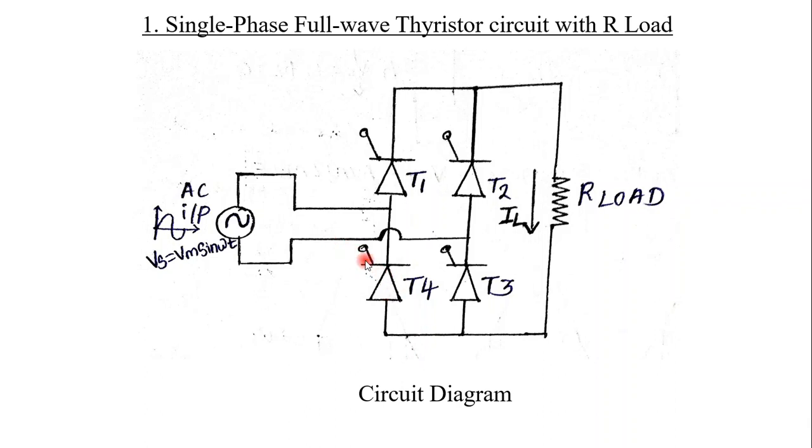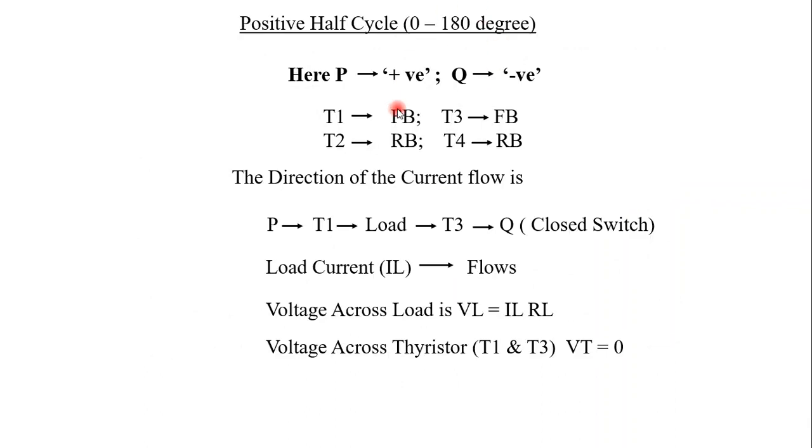Same as this, Q is the negative supply. Here the negative supply goes to T2 and T3. Thyristor T2 is connected on the positive side, so it is reverse biased, and T3 is connected on the negative side, so T3 is forward biased. That is what we have shown here. For the positive half cycle, T1 and T3 are forward biased, and T2 and T4 are reverse biased.